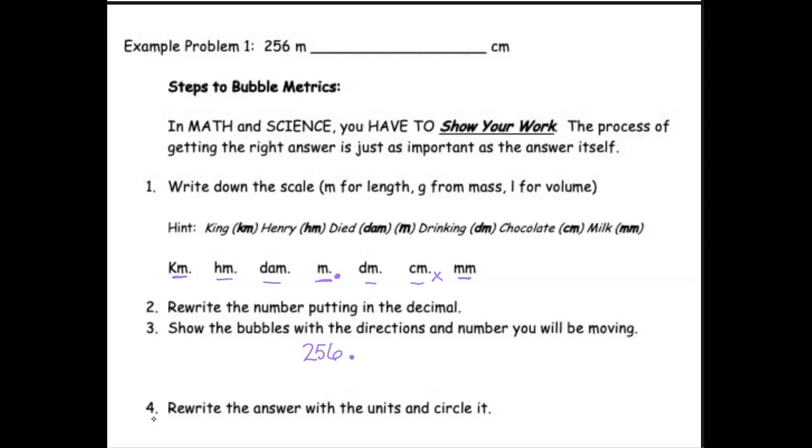Then you're going to make the bubbles for how many jumps you're going to make. So in this example, to go from meters to centimeters, I'm going to go 1 bubble, 2 bubbles. So I'm going to go 2 bubbles to the right. Show this too. That way I can immediately look at your work and immediately start helping you. You show me conceptually what you're doing.